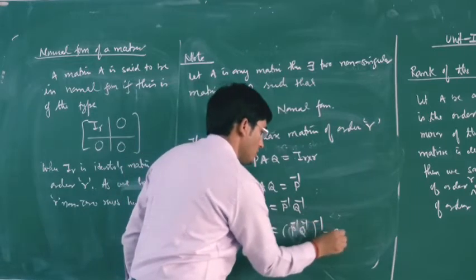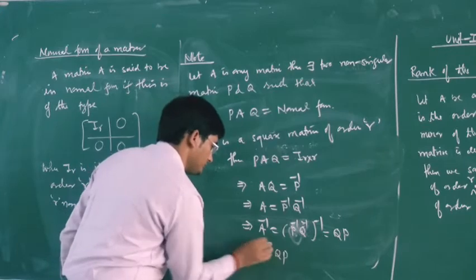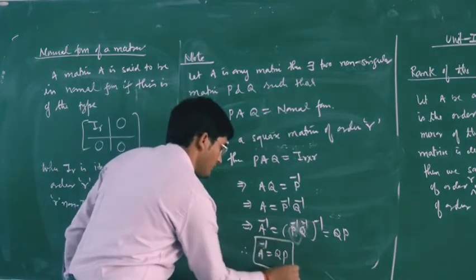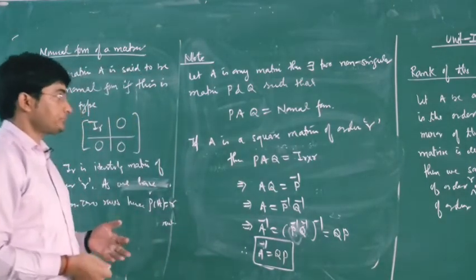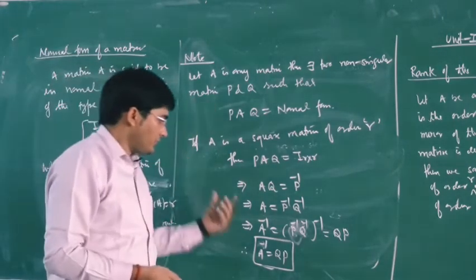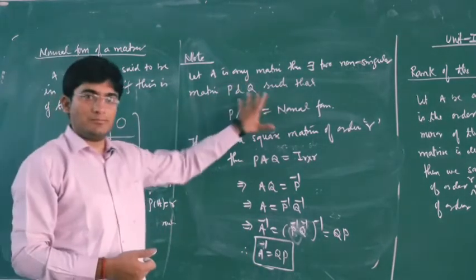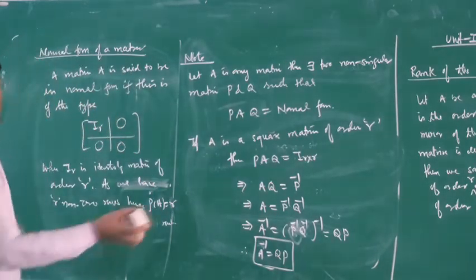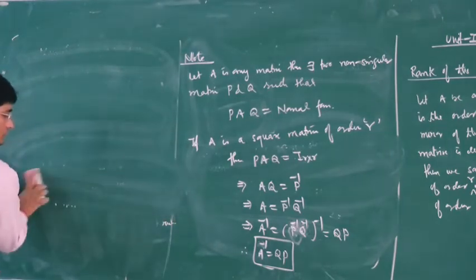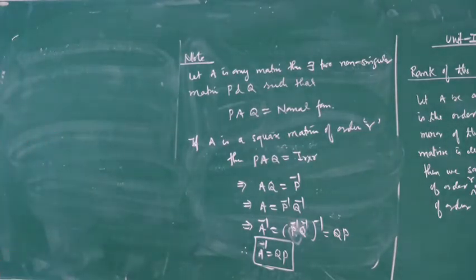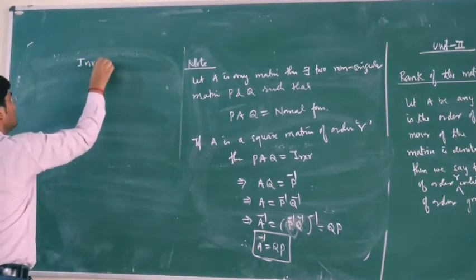So this is equal to Q into P. Therefore your A inverse is equal to Q into P. So the inverse of the matrix in this case will be the product of Q and P. So that means we can find the inverse of a matrix using this method. Now the inverse of a matrix using the Jordan method.